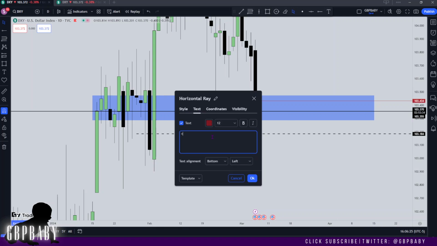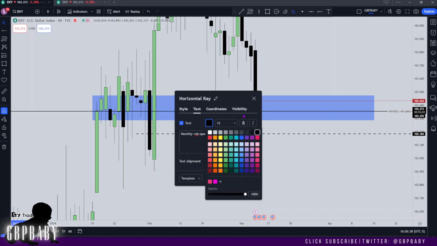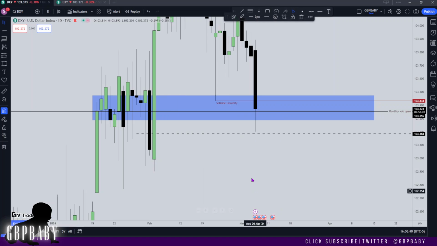Let's get that marked out. Like so. And then we traded down to that consequent encroachment.